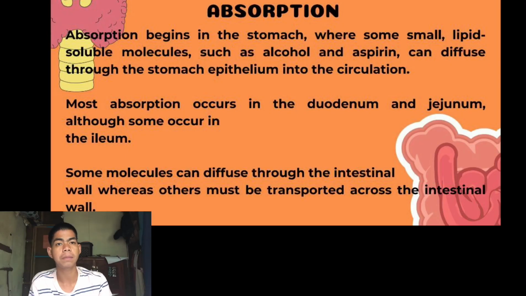Some nutrients pass through the intestinal wall easily, while others need help from a transport system. For example, glucose needs special carrier molecules to pass through the intestinal wall into the blood.